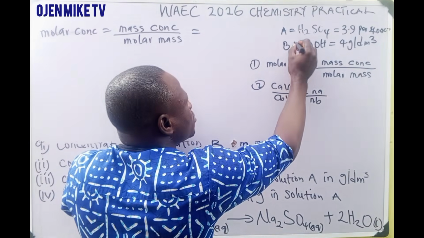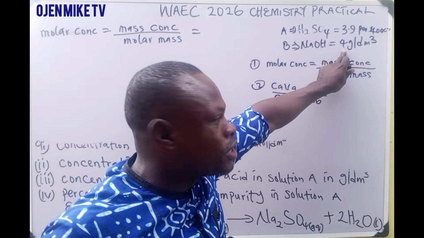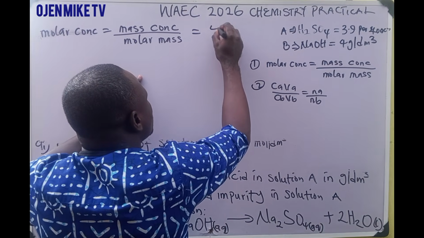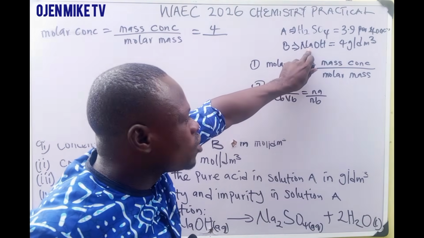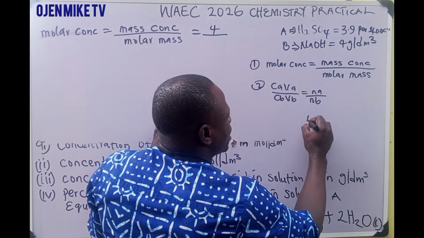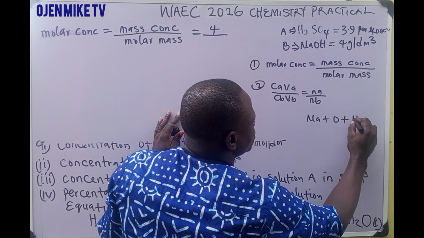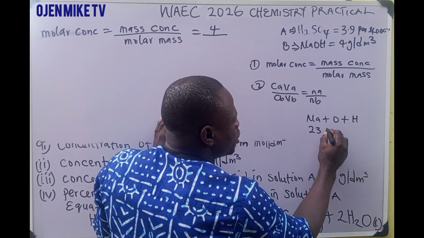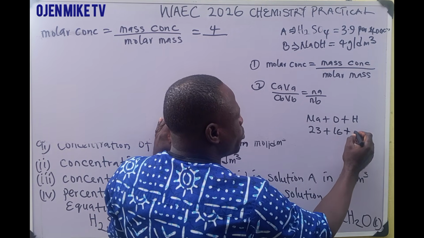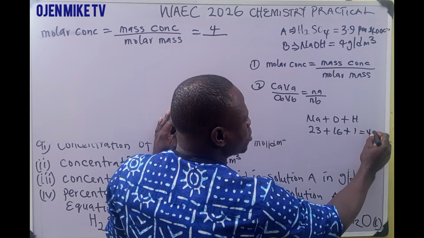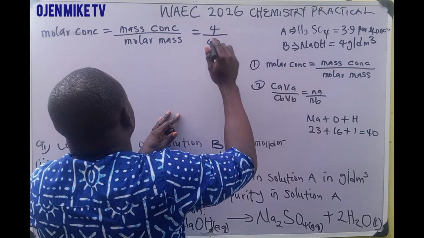Do you get that? Now, the mass concentration, I told you, is always expressed in grams per dm cubed. What is the concentration? I have 4, divide that by the molar mass of sodium hydroxide. What is the molar mass of sodium hydroxide? Look at Na plus O plus H. Na here is 23, plus O is 16, plus H is 1, equals 40. So we have 40. At the end, what do we have?